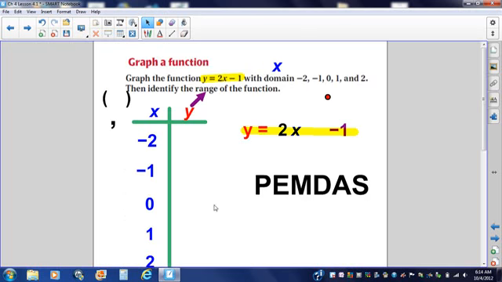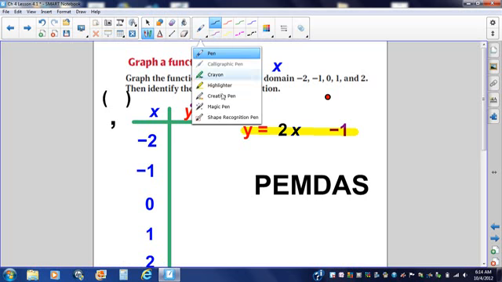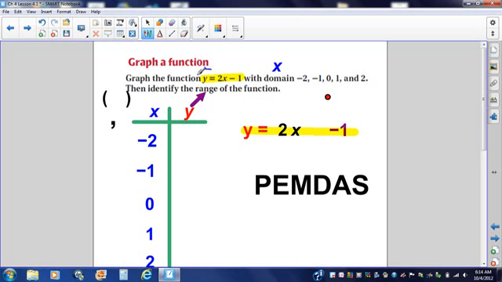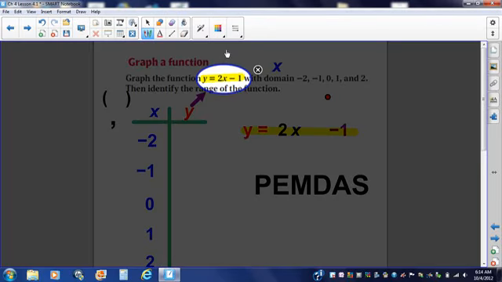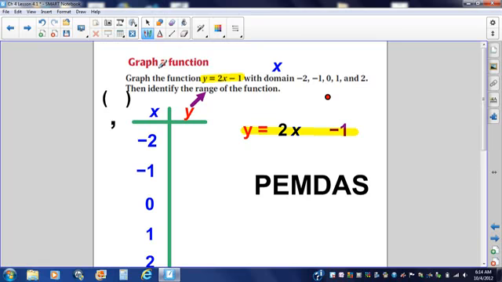If you would, please write in your homework/notes spiral the function y equals 2x minus 1. They're asking us to graph a function. In this case, our function is going to be y equals 2x minus 1. A couple things before we graph it.